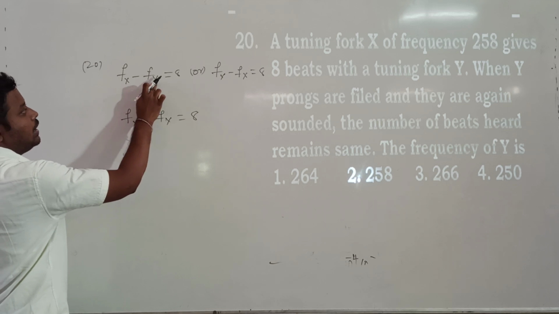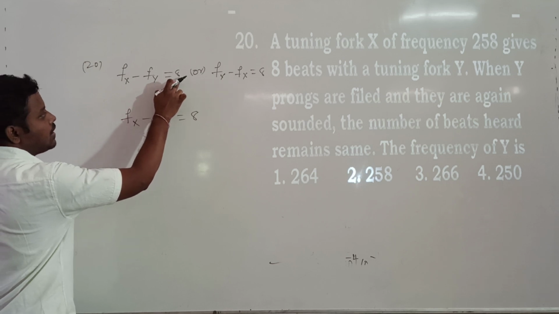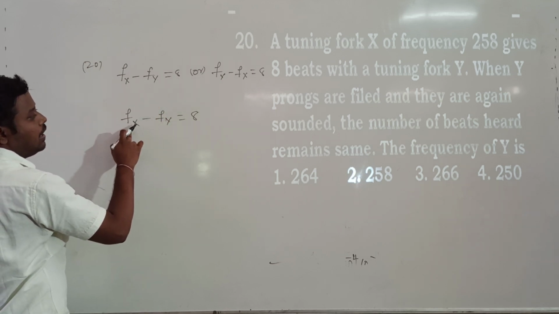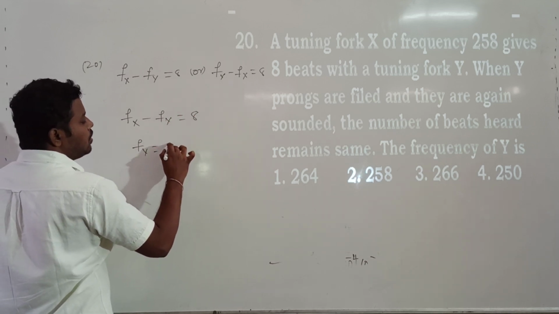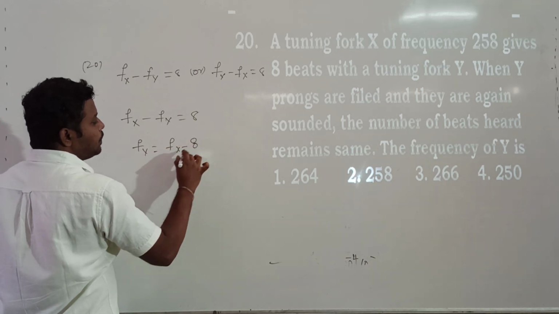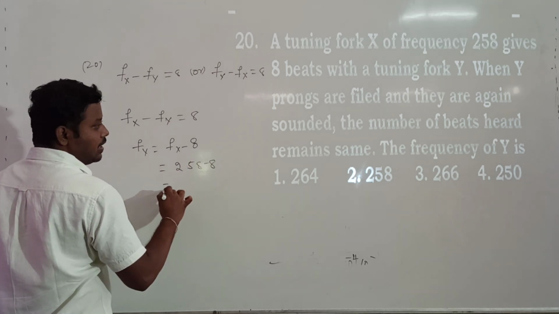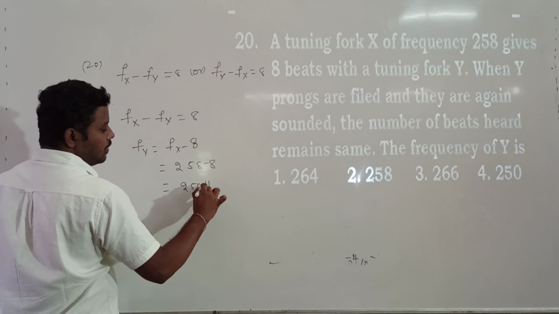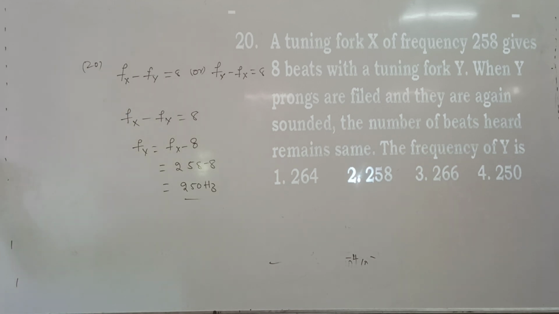Whenever in a condition the unknown frequency tuning fork is filed, and the number of beats increases before and after filing, only the first condition is possible: Fx minus Fy is equal to 8. Then what will I get? Fy is equal to Fx minus 8, so Fx value 258 minus 8. So the answer is 250. Go through the concept at this point. Both cases, loading and filing, will be there. Whenever loading is there, frequency decreases. Because of the filing, frequency will be increased. So this is question number 20.